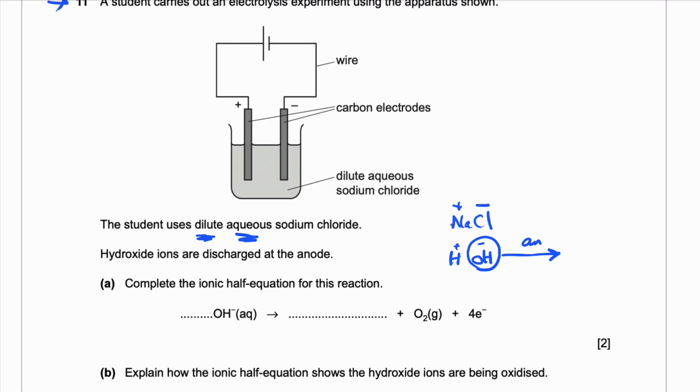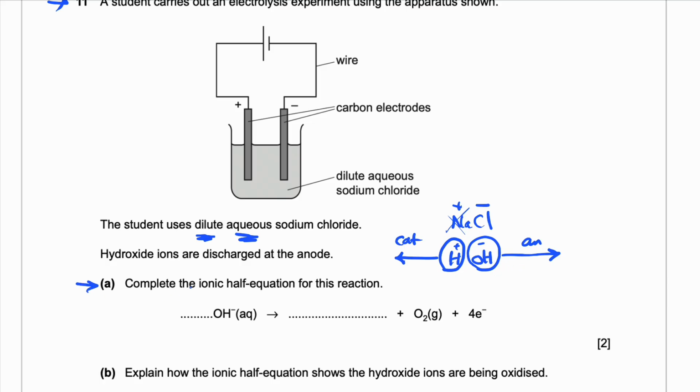And of course, among the two positive cations, hydrogen is going to get discharged because hydrogen is less reactive than sodium. Any reactive metal, it's not going to discharge. So that's why hydrogen at the cathode, because it's a cation. Hydroxide ions are discharged at the anode, and that agrees with what we just said here.